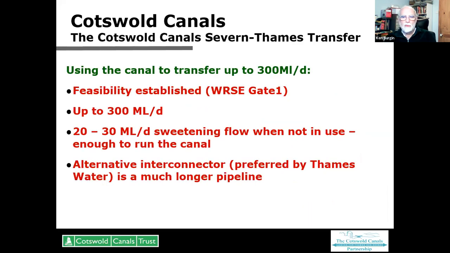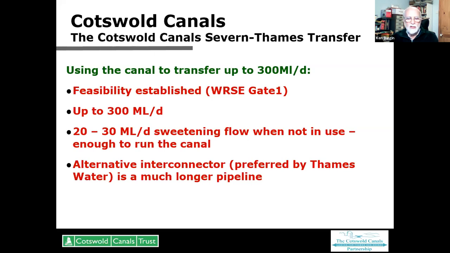Now, when it comes to the Cotswold Canal to Thames Transfer Scheme, there's some things that have happened. This is not a new scheme. We've been talking about it in some detail since a public inquiry in 2010. It has been established by people other than the Cotswold Canals Trust that the canal could deliver 300 million litres a day. And the scheme has gone through the WRSE Gate 1. Now, there was actually a Gate 2, which is coming up this year. Gate 3 is more design, and Gate 4 basically takes it to shovel ready.